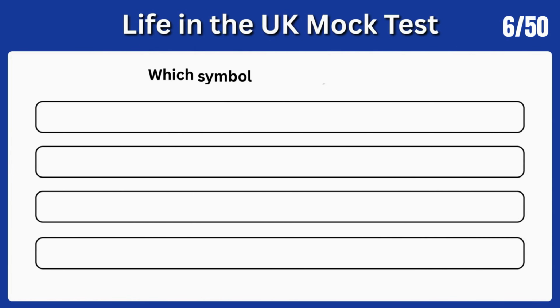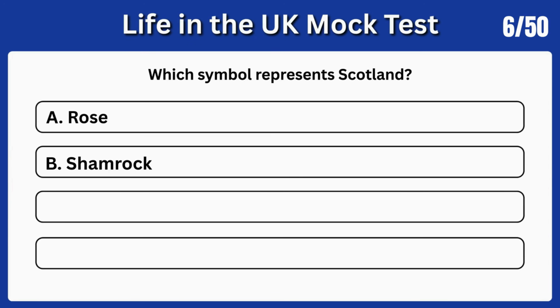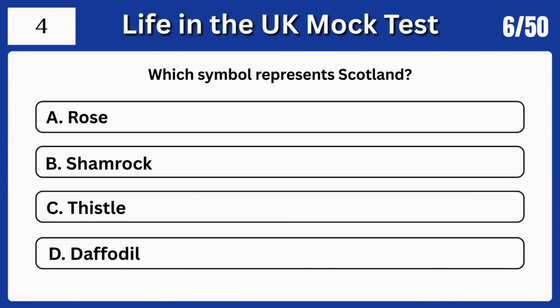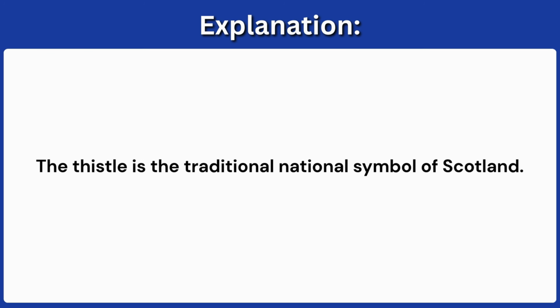Question 6. Which symbol represents Scotland? A. Rose. B. Shamrock. C. Thistle. D. Daffodil. The correct answer is C. Explanation. The thistle is the traditional national symbol of Scotland.